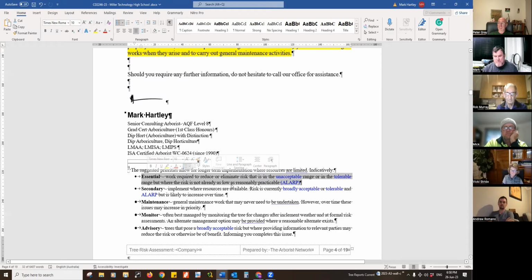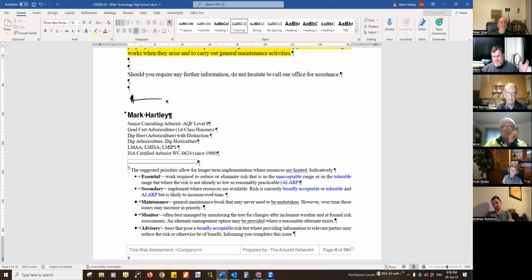I would see an essential tree job maybe 4 times a year, something like that. They're not the norm. Secondary: implement with resources available. Risk is currently broadly acceptable or tolerable in ALARP, but it is likely to increase over time. And a good example of that would be a big dead branch that's just died on a Eucalyptus saligna. It's not an immediate likelihood of popping out, but in a year or two's time, it might be something that we need to be looking at prioritizing up. So that allows them just to think about those things.